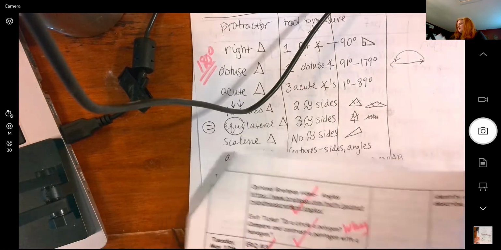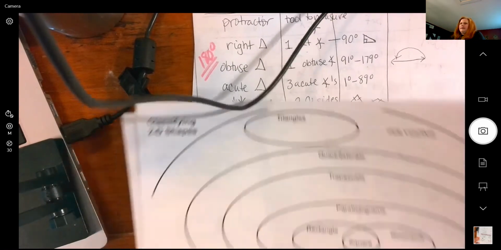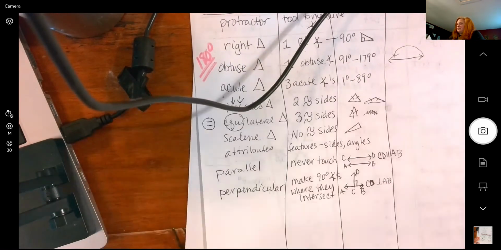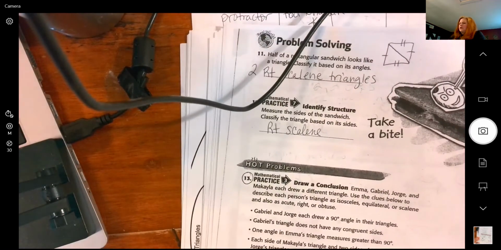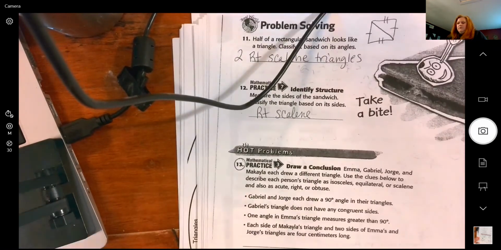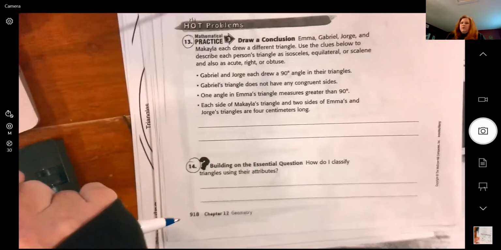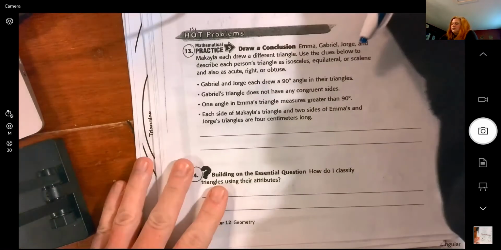And that looks like this. It's one of the last pages in the math packet. All right, so we're going to jump back in where we were last week. We were talking about classifying triangles by their angles, obtuse, right, and acute, and classifying triangles by their sides, scalene, isosceles, and equilateral.